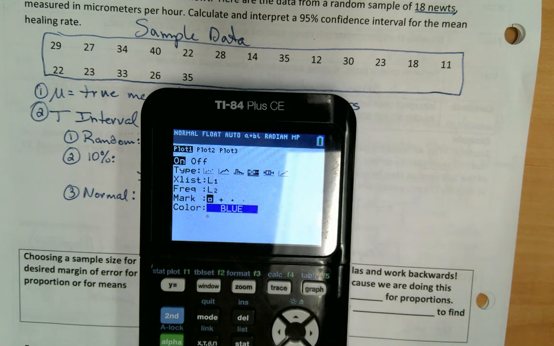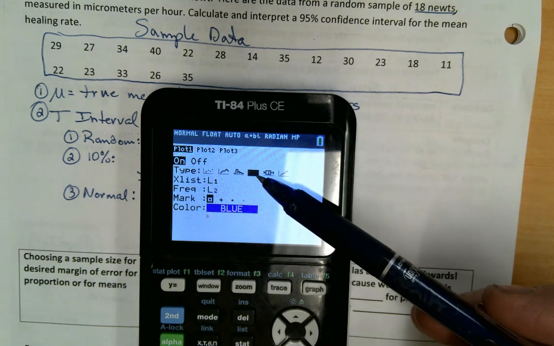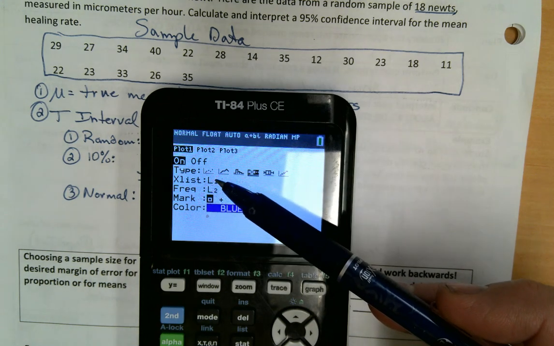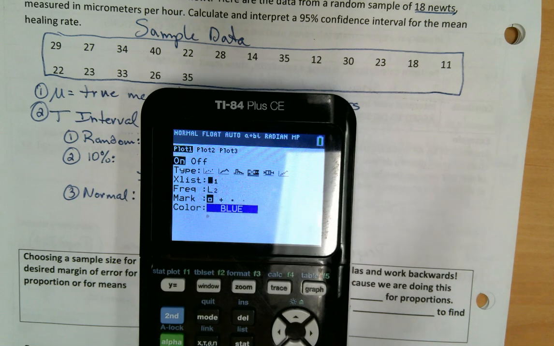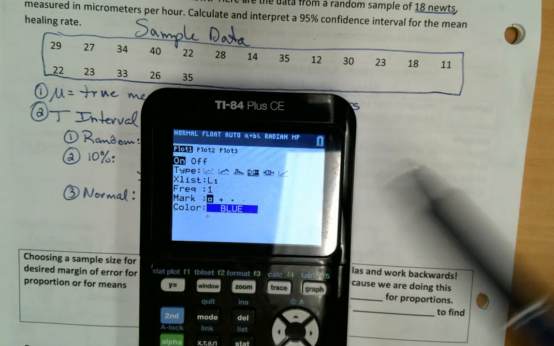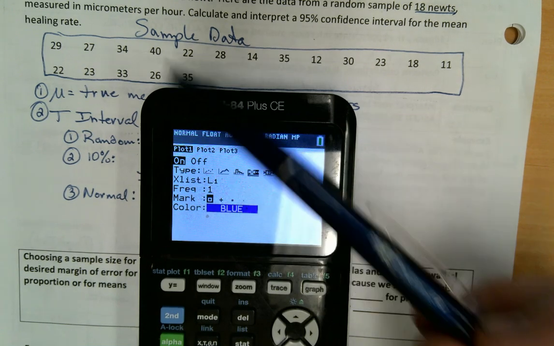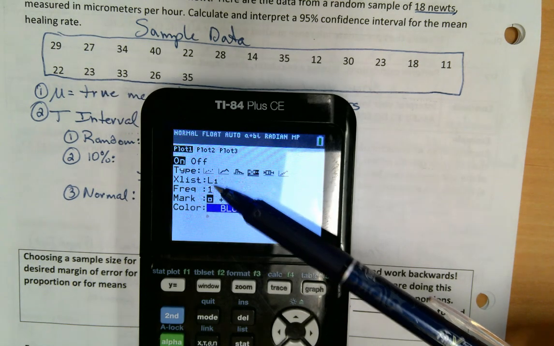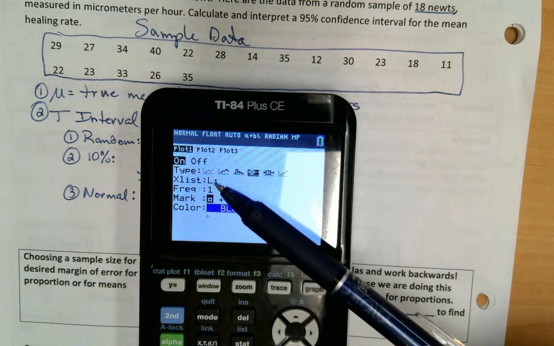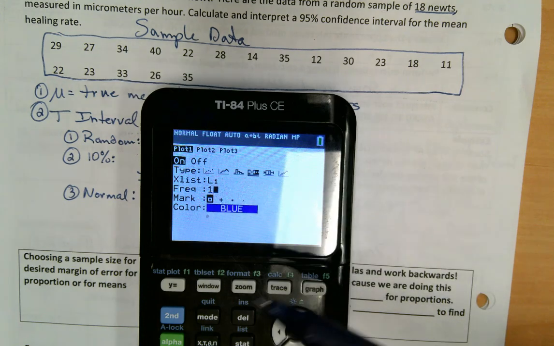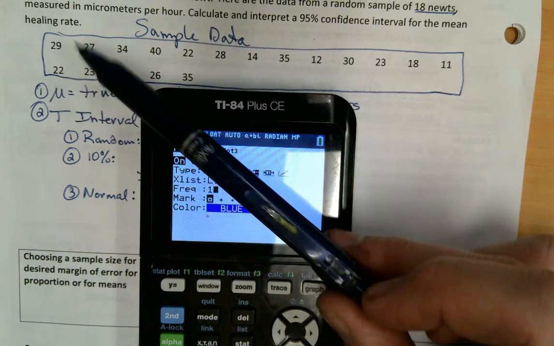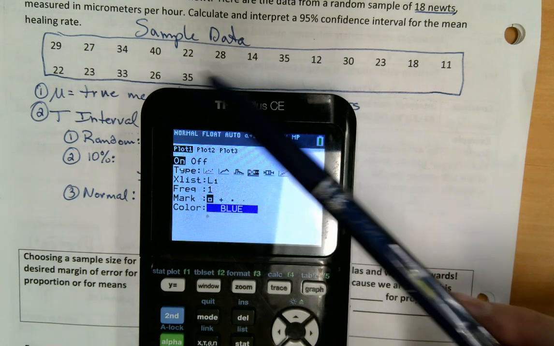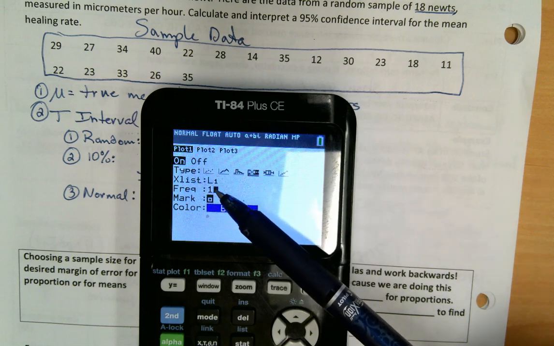That means you're going to actually have to remember what a skewed box plot would look like versus a fairly normal box plot would look like. Make sure that over here your X list is your list 1, and your frequency, remember, is just 1. We don't want a frequency list, because if we put another list in here, that means that 29 occurs however many numbers there are in list 2, and 27 would occur however many numbers there were in list 2. The frequency is how often do these data points occur. Well, these data points only occur one time up here. So we want to put a frequency of 1.